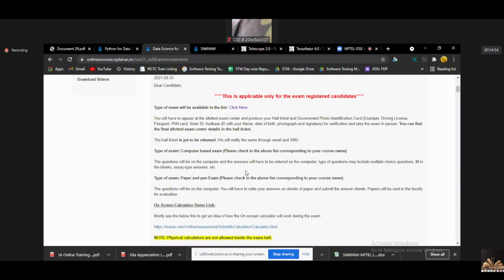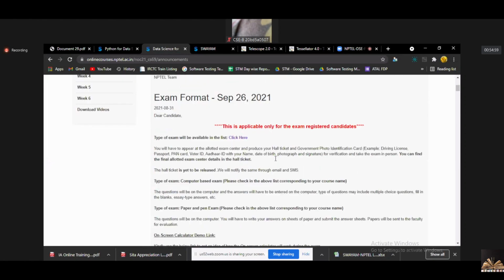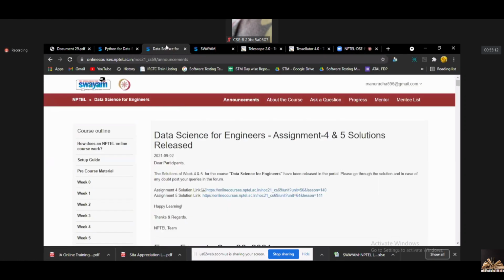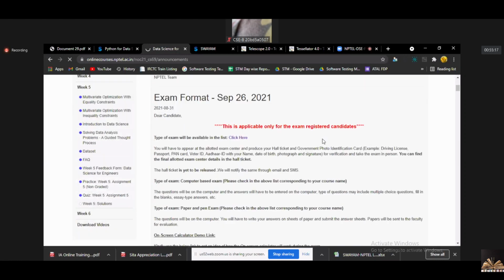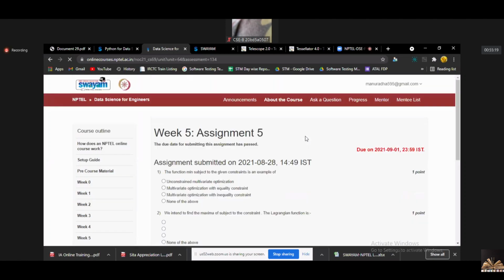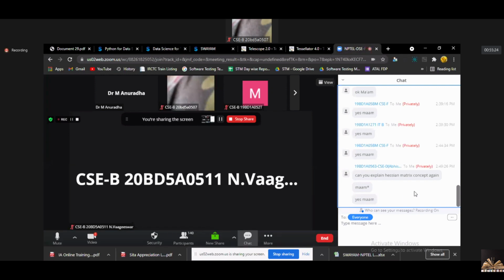This is going to be a computer based test, so it is very important that you go through all these things, then you will understand. Only the on-screen calculator will be provided. You will not have the facility of RStudio or R console. Okay. So right now, is this clear? How to find the eigenvalues for the given matrix? Is this clear? Right?